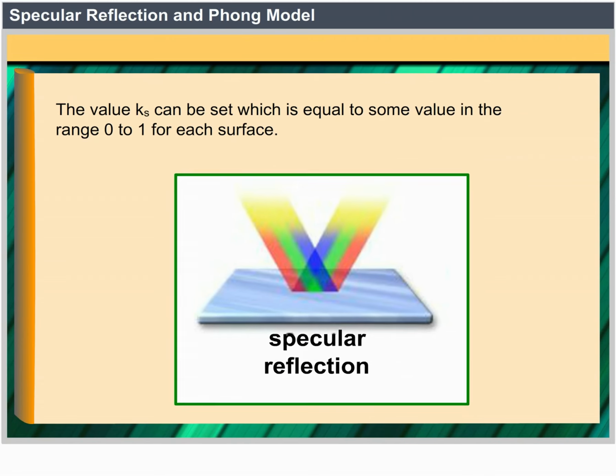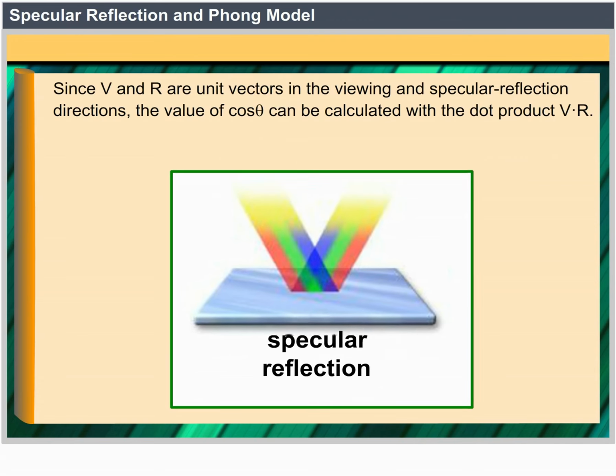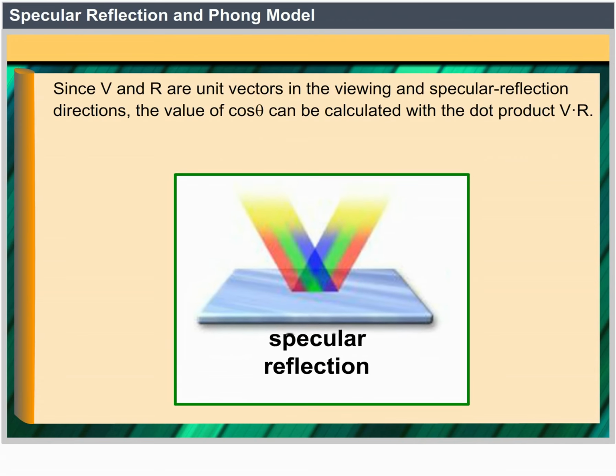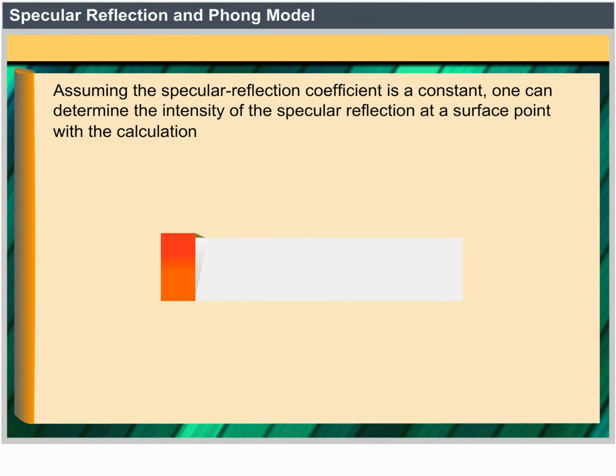Since V and R are unit vectors in the viewing and specular reflection directions, we can calculate the value of cos phi with the dot product V·R. Assuming the specular reflection coefficient is a constant, we can determine the intensity of the specular reflection at a surface point with the calculation I_spec equals Ks times I_L times (V·R) raised to the power ns. Vector R in this expression can be calculated in terms of vectors L and N.